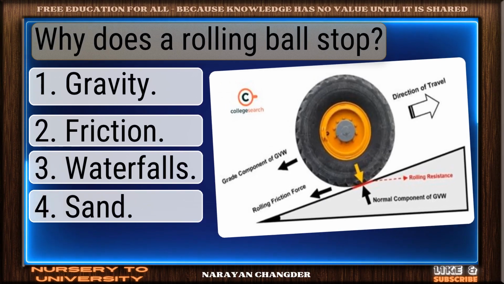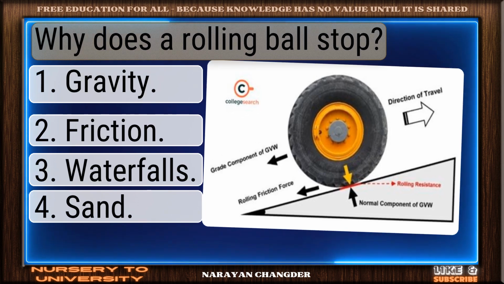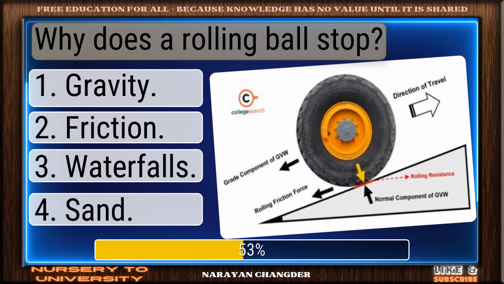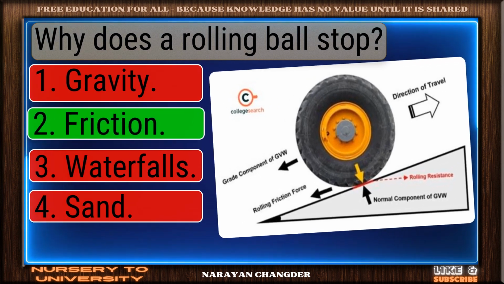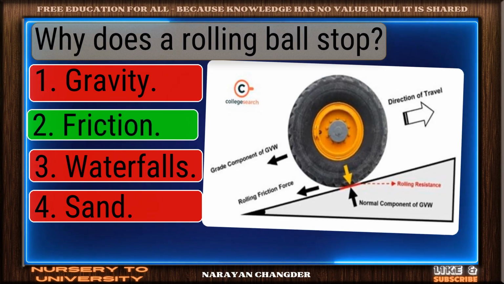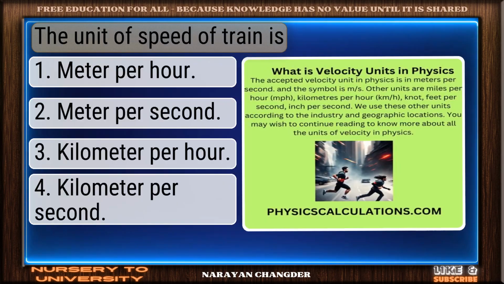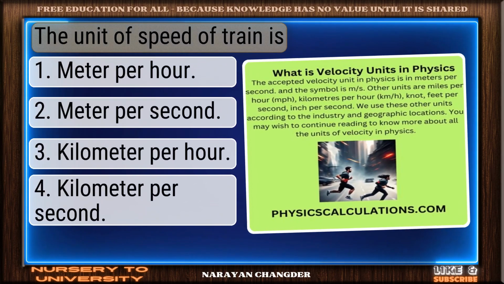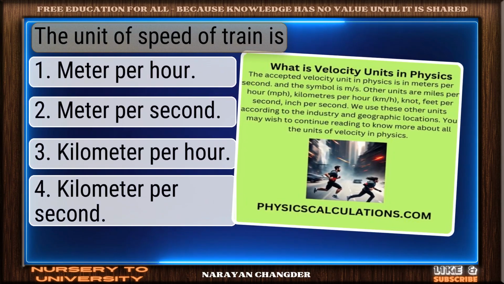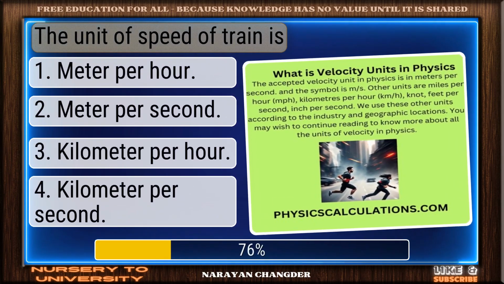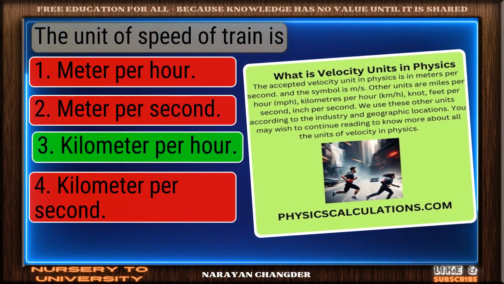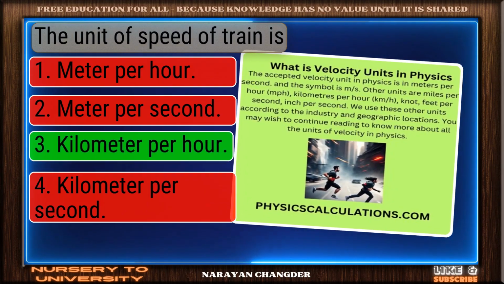Question number 212. Why does a rolling ball stop? Nice work. You chose friction and it is correct. Question number 213. The unit of speed of train is. You got it. Your choice kilometer per hour is right.